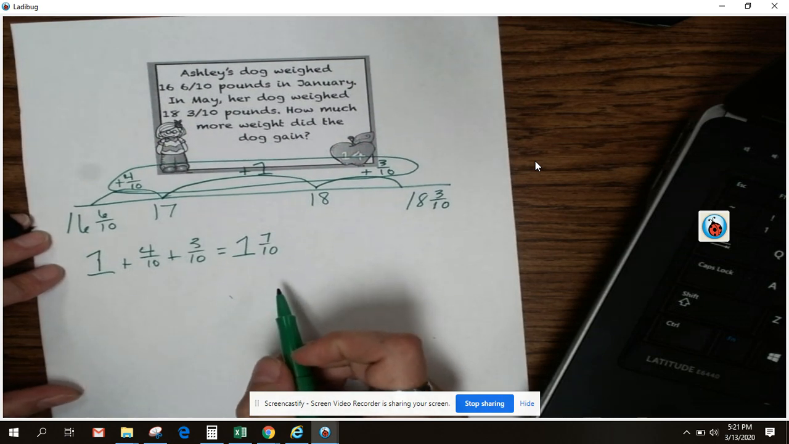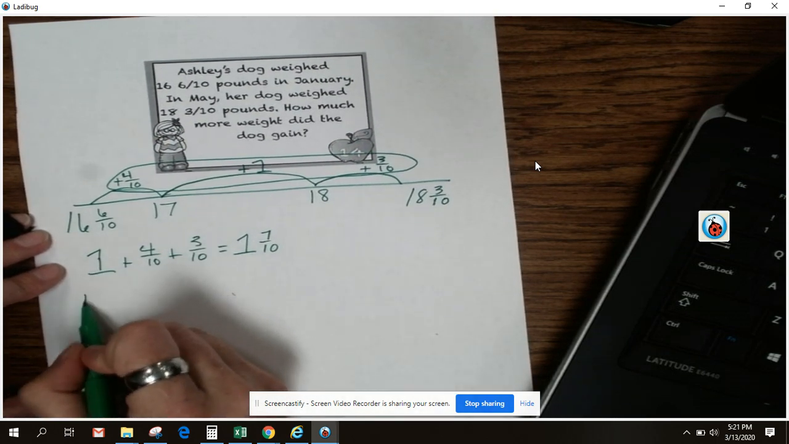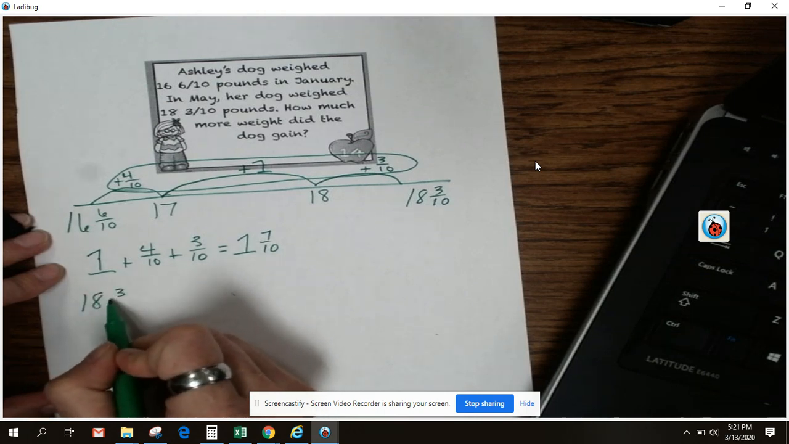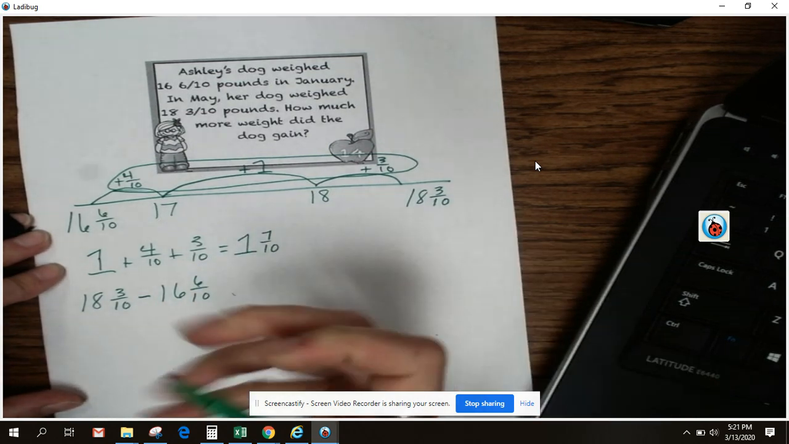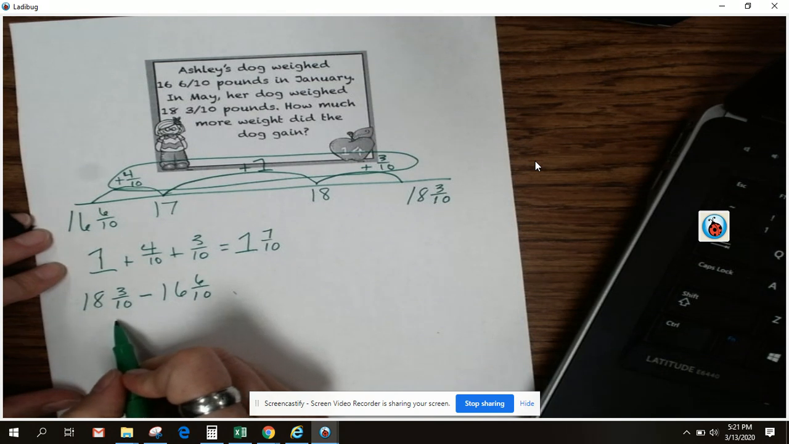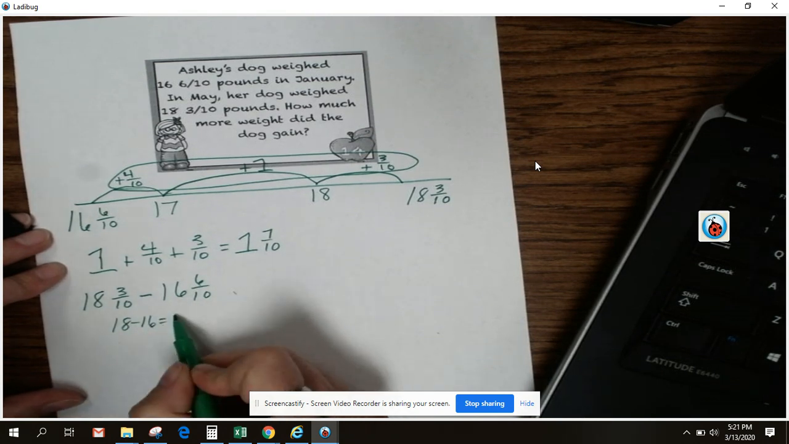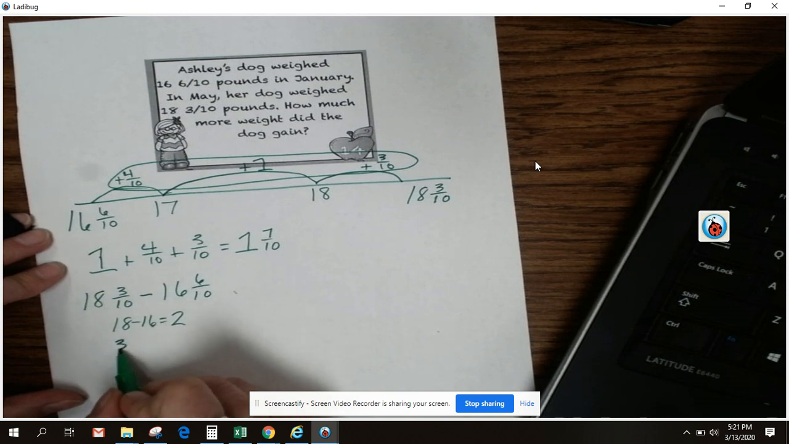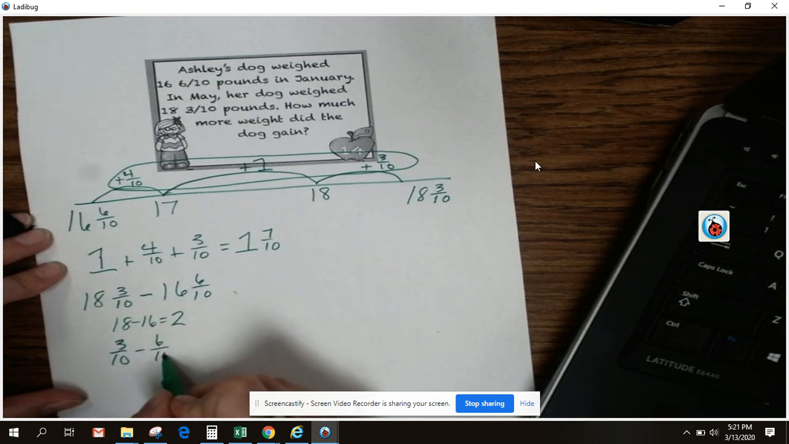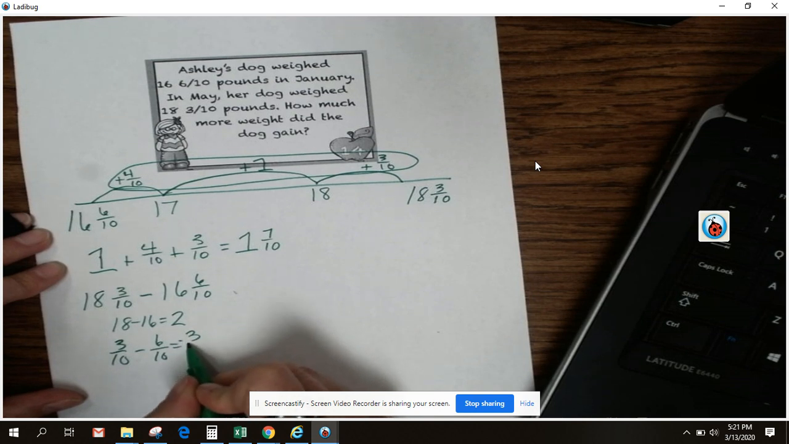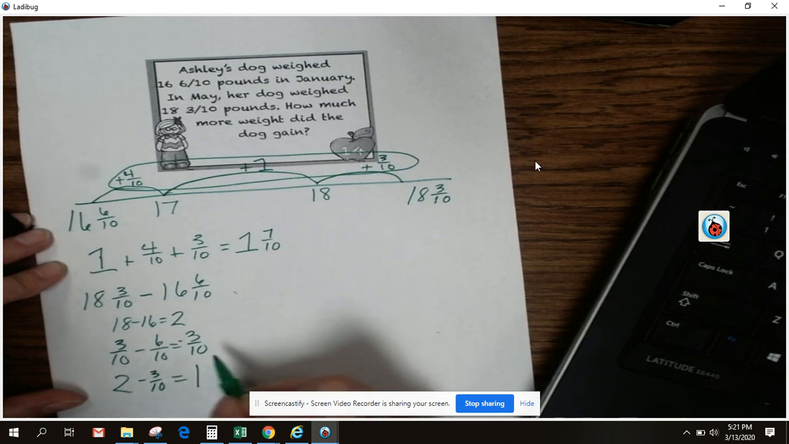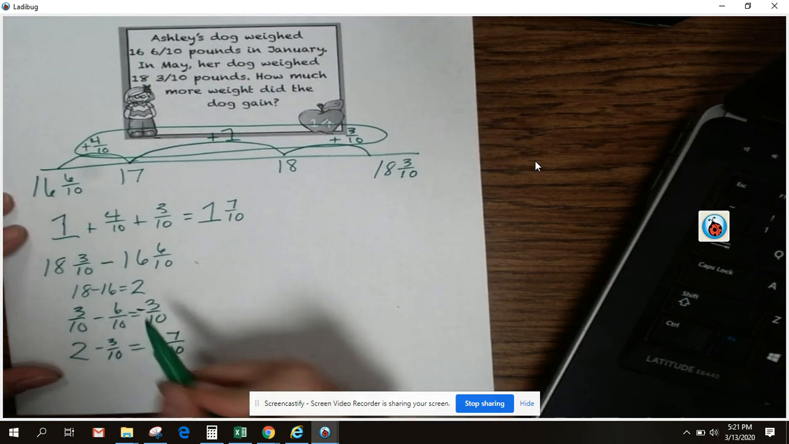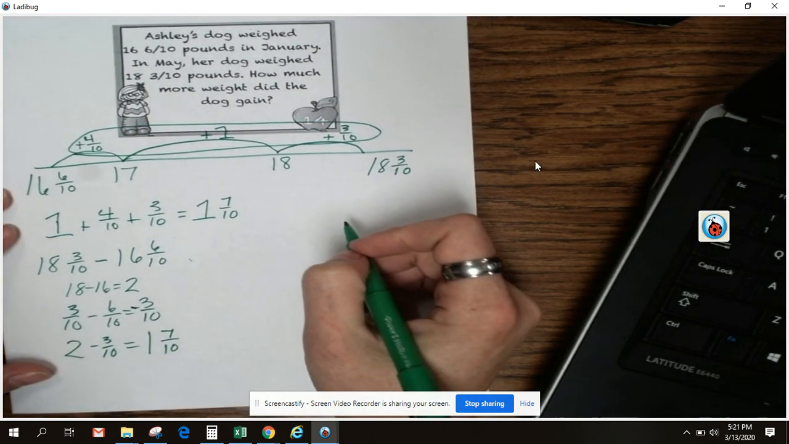Okay, so then we could also look into subtracting the fractions. So here we have 18 3/10, always putting the larger number first, minus 16 6/10. Looking at the problem, we could go through and do 18 minus 16 is 2 wholes. Then we have 3 tenths minus 6 tenths gets us negative 3 tenths. Then we have to do our 2 wholes minus the 3 tenths, which is going to equal 1 whole and 7 tenths.